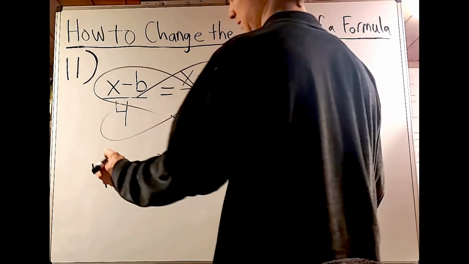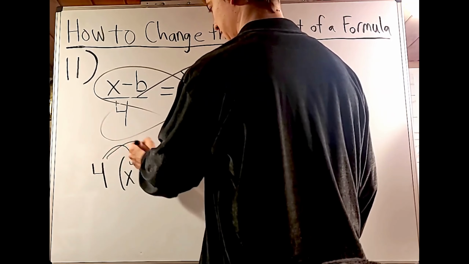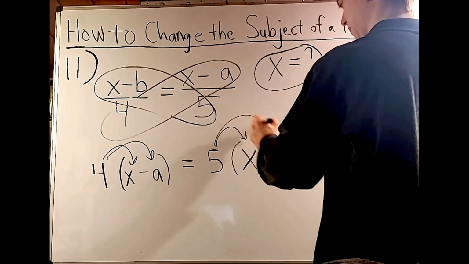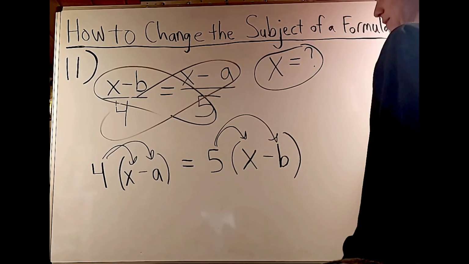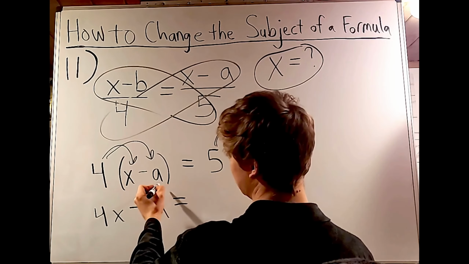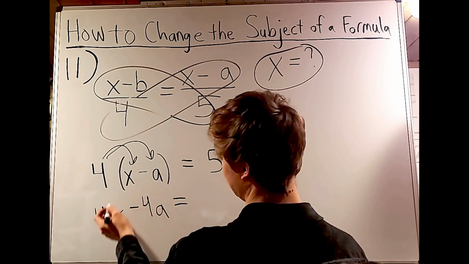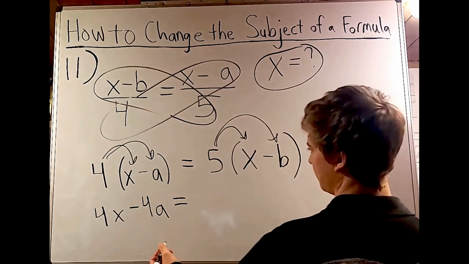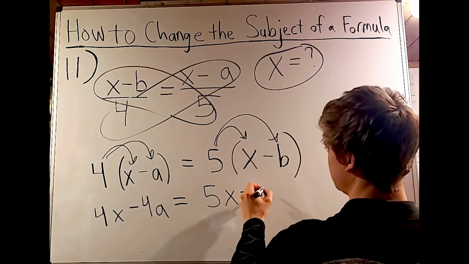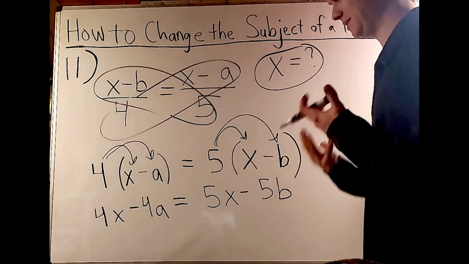But we can see that, like our other ones, it would be a good idea to expand this where we are in this situation. So in other words, we'll take 4, we'll times that by the x and the a, we'll get 5, and we'll multiply that by the x and the b. 4 times x is 4x. 4 times the a that is being subtracted from the x becomes 4a that is still being subtracted from the 4x. This is now equal to 5x minus 5b. Okay, now we want to solve for x, so this is a little interesting here.